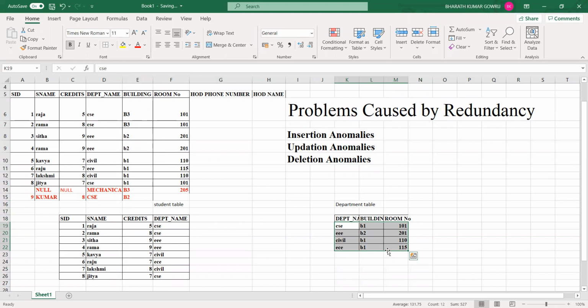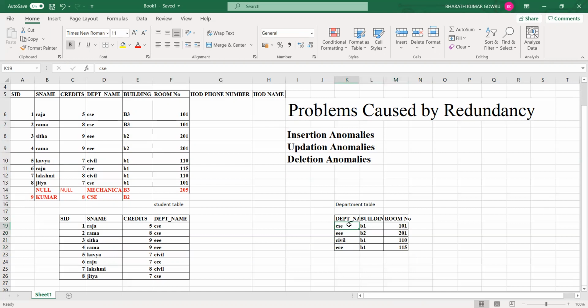Here we will not delete any information. Please observe here. Our aim is to find the solution. From this point of view, we will decompose that table into two tables. That's why I will consider all the department names.